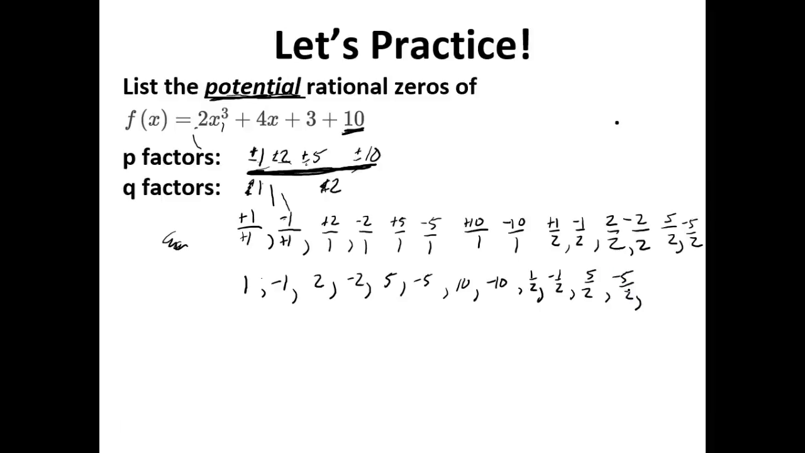We could do a positive 10 over 2, or we could do a negative 10 over 2. This one right here would be 5. We already listed it. This one's negative 5. We already listed that one.